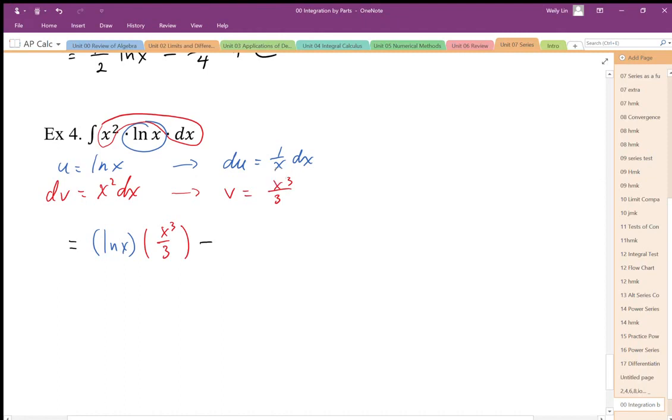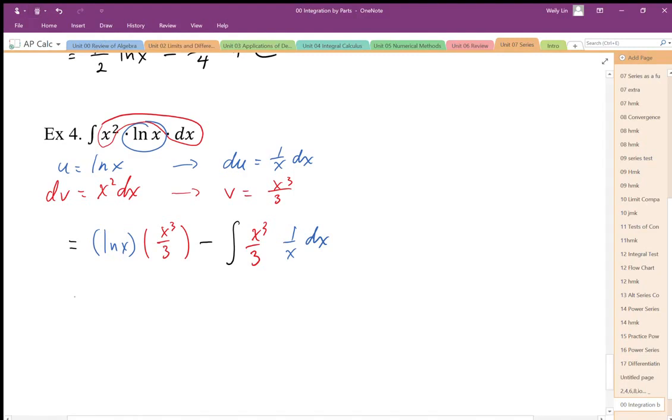The new integral, this is a key part, the new integral I'm going to generate, this is the whole key to this, is I want to have an integral that can be done. So this new integral is going to be v du. So v is right here. So v is x cubed over 3, and then times du is going to be this 1 over x dx. So that's where all the parts come from.